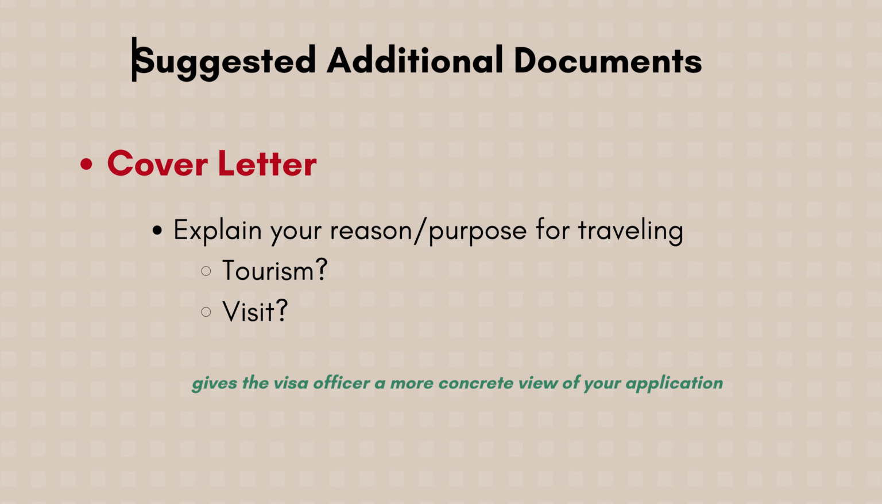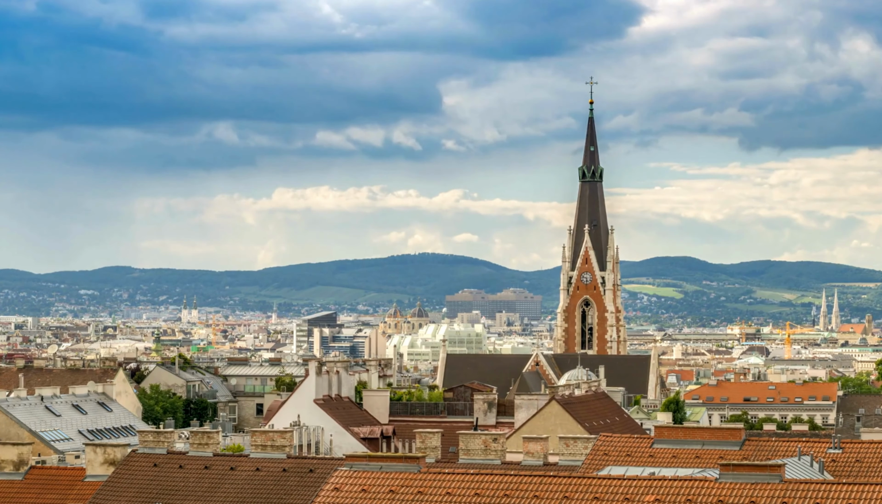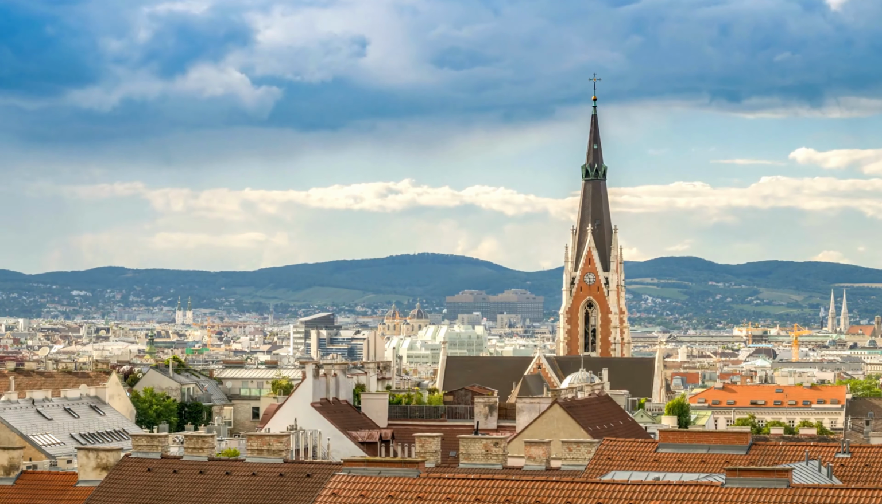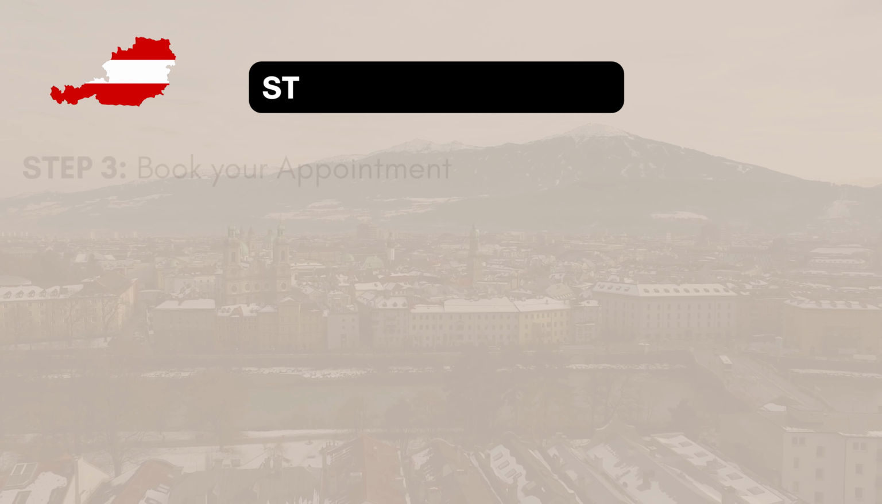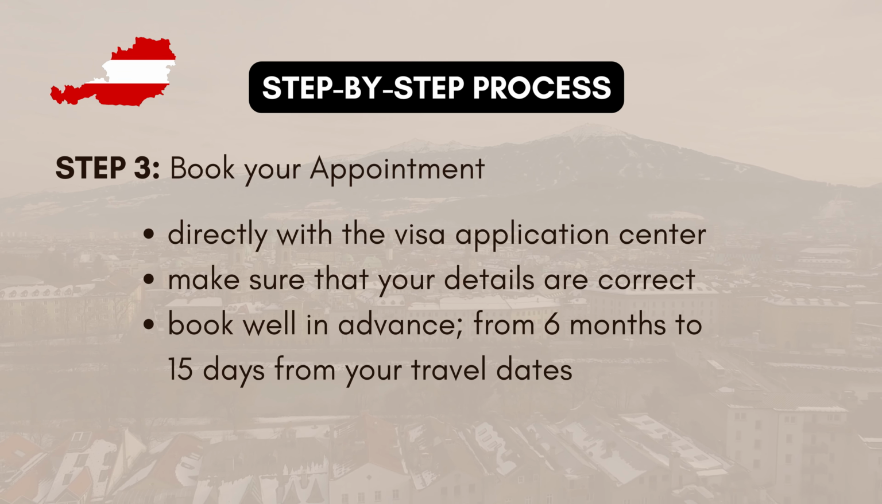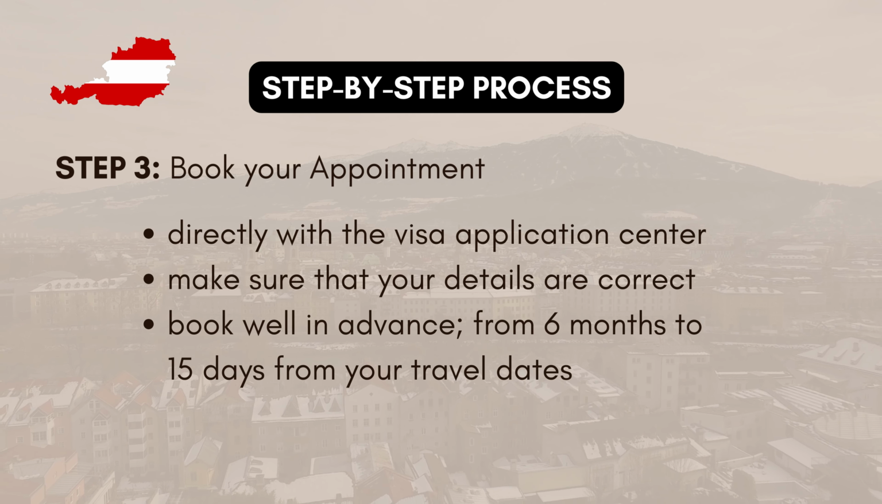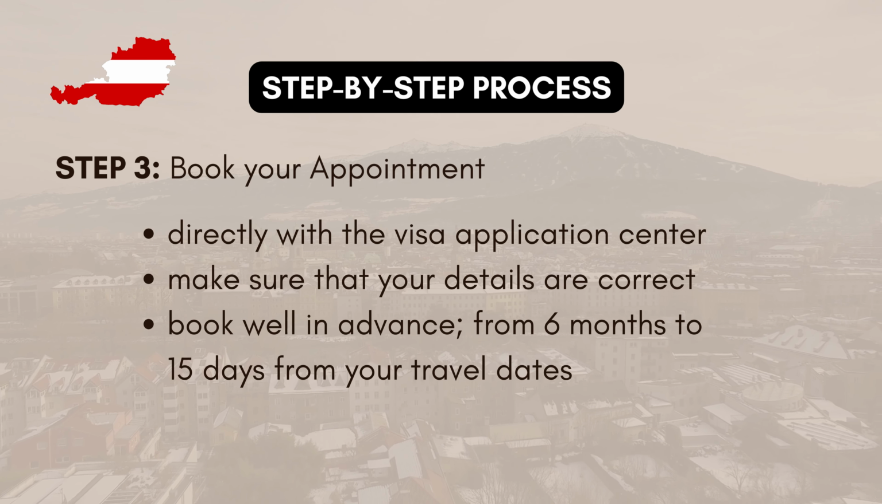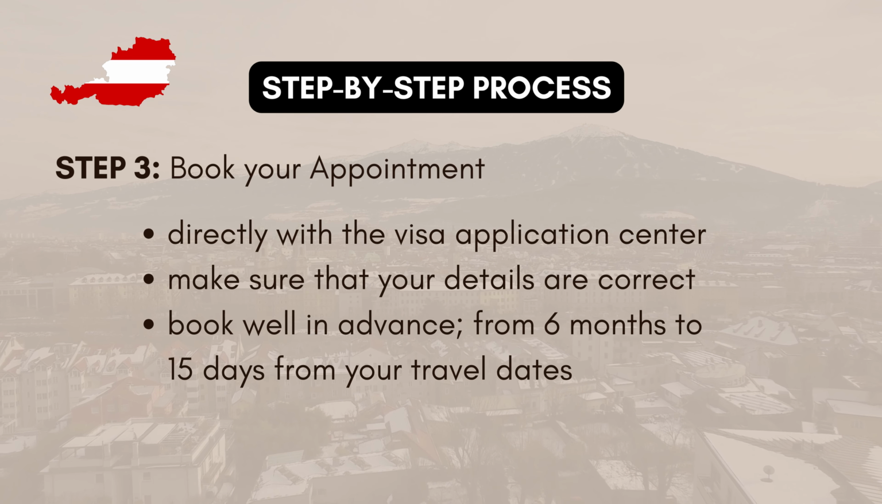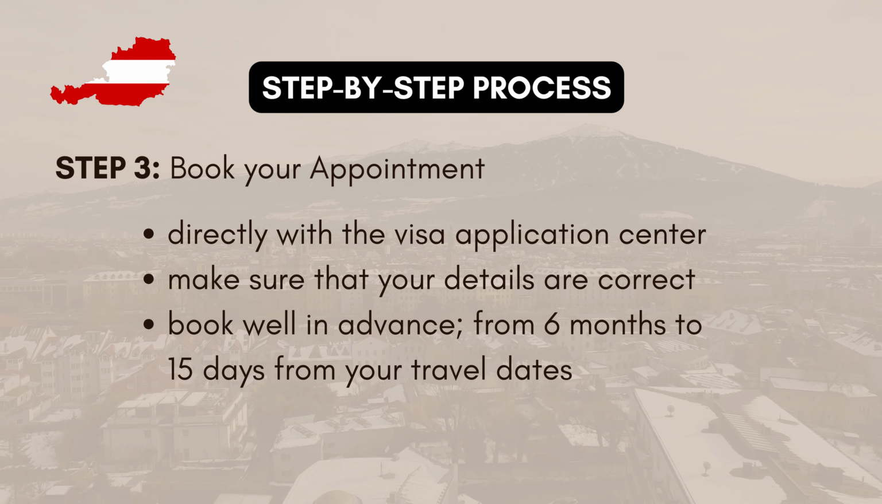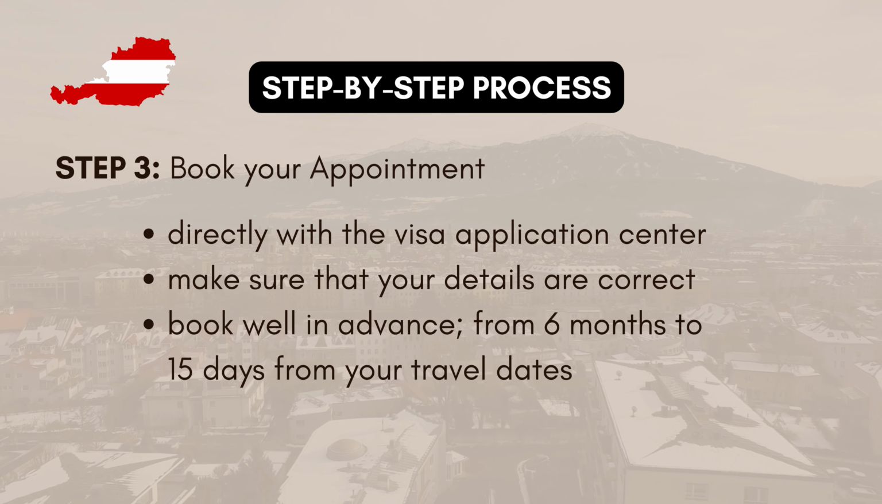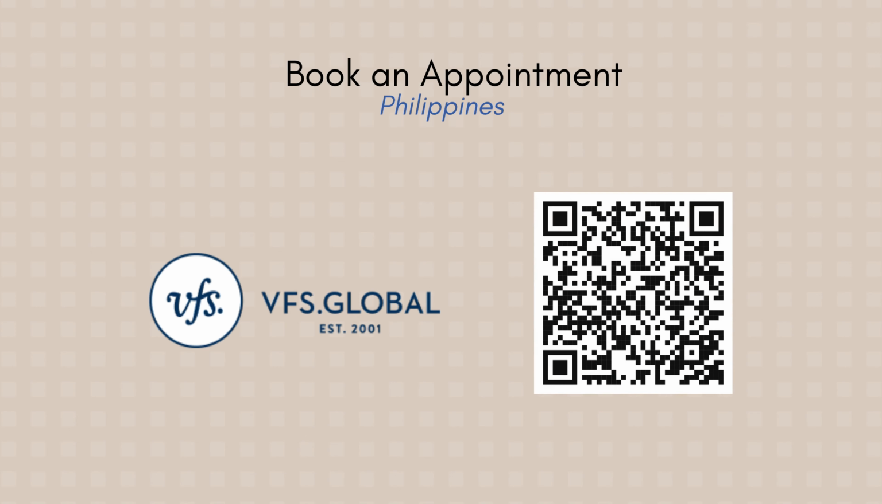So those are the different documents that you would need to submit for the application. Now, let's go to the step-by-step process once more. Step 3, book your appointment. Once you have gathered all of your documents, you can directly book an appointment with the Visa Application Center. Make sure that when you are booking, your details are correct. Also, book well in advance. The appointments can be from 6 months to 15 days from your travel dates.